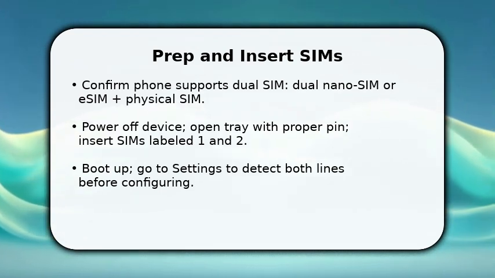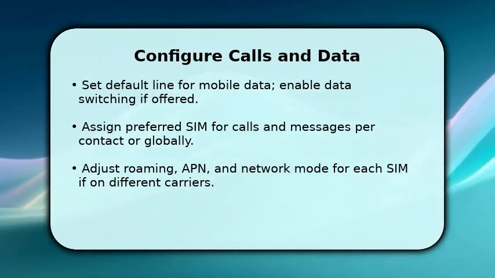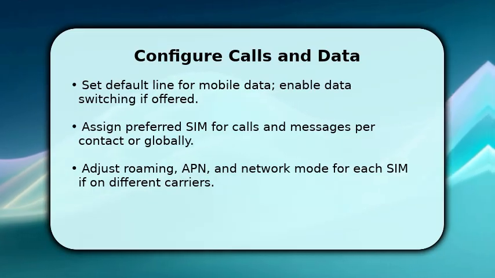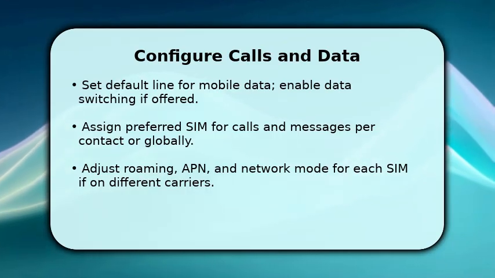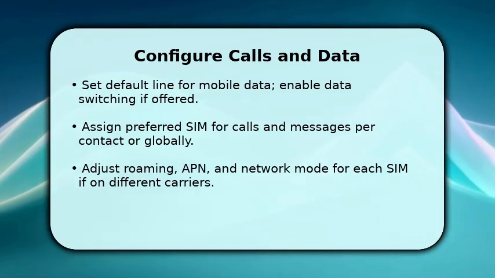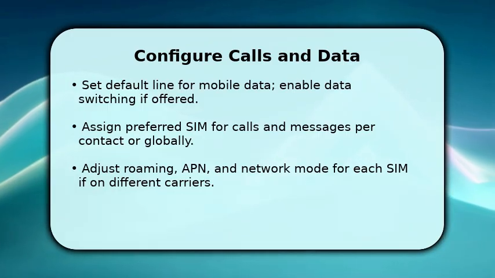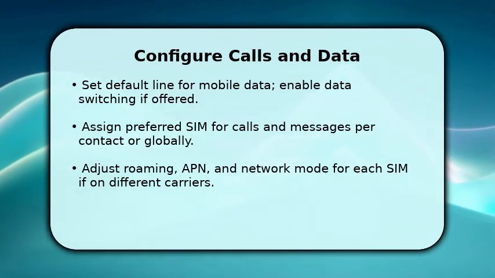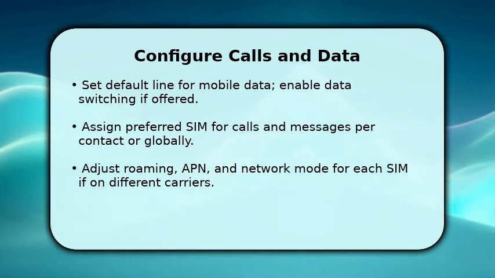Now configure how calls, texts, and mobile data behave. In Settings, choose which SIM is the default for mobile data. Enable automatic data switching if you want the phone to swap when the default loses signal. Then set the preferred SIM for calls and messages. You can make a global choice or override per contact for convenience. Make sure each SIM's APN and network mode are correct if carriers differ. This prevents dropped data, avoids costly roaming, and ensures reliable voice routing when both networks are active.